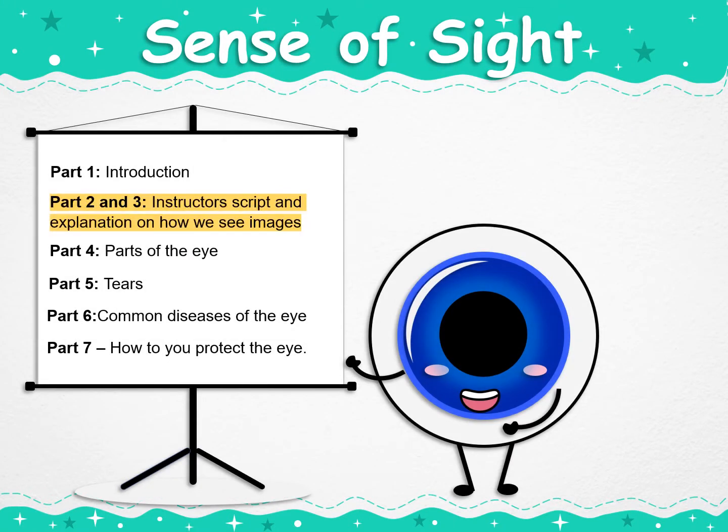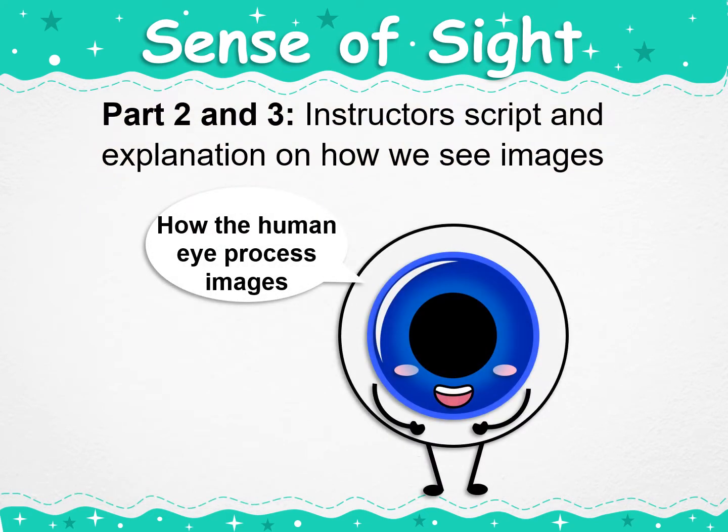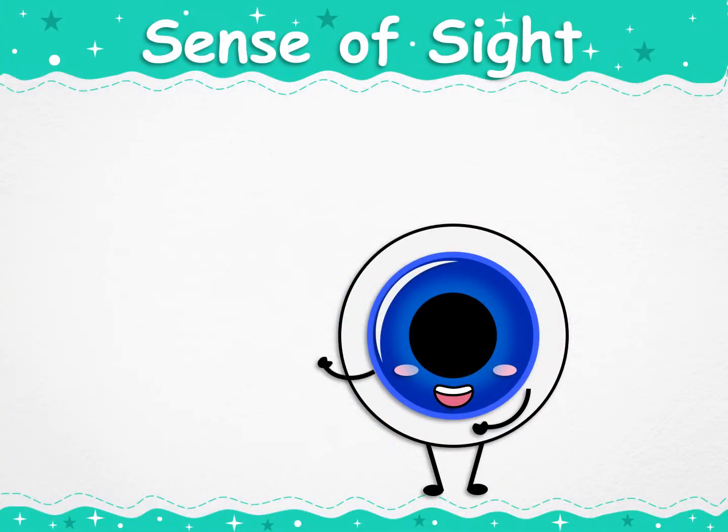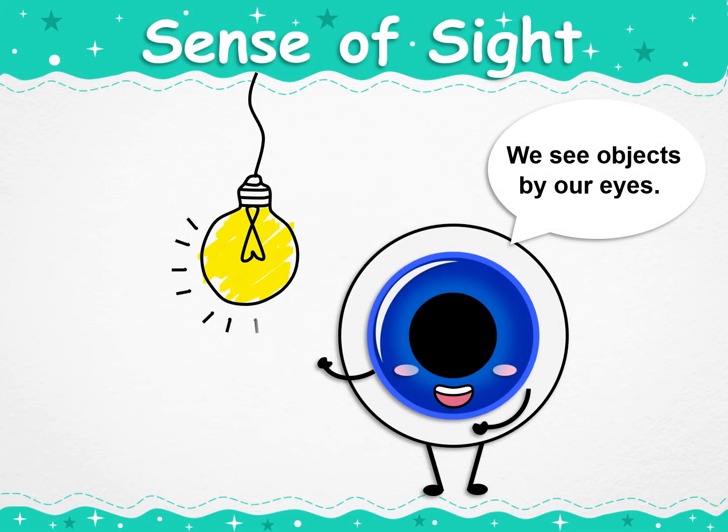Part 2 and 3, Instructor's script and explanation on how we see images. It is important to understand how we see images with our eyes. We must understand how the human eye processes images. The study of how the human body works is called physiology. The study of the human body's structure is called anatomy. Apparently, we see objects by our eyes.